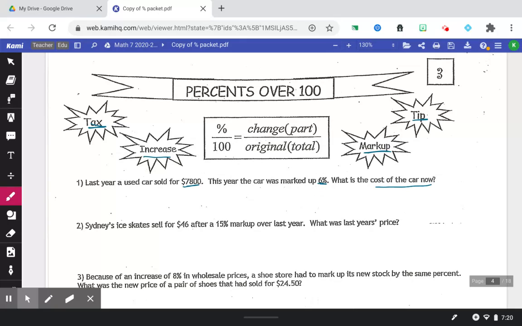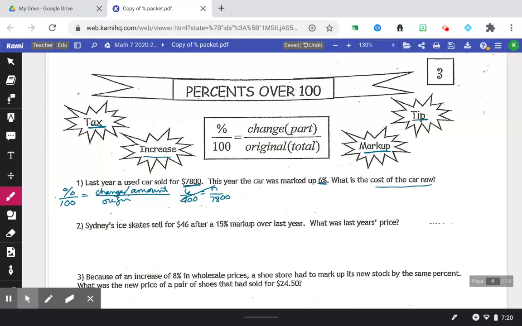All right, so right here we are looking for the cost of the new car now. It was marked up 6% and it was $7,800. Okay, so I'm going to use a proportion. The first thing I have to do, remember, is you have to find the amount that the car was marked up. So I'm going to think percent over 100 equals the change, or the amount that it's marked up, over the original. Okay, so it's going to be marked up 6%. I'm looking for the dollar amount that it's going to increase. And the original price of the car was $7,800.